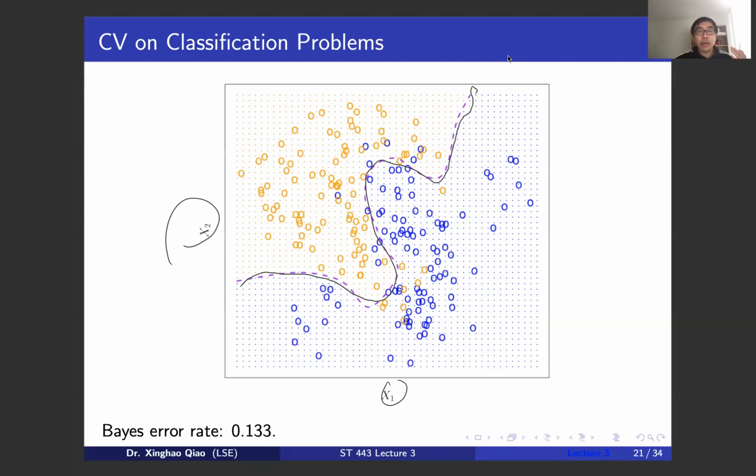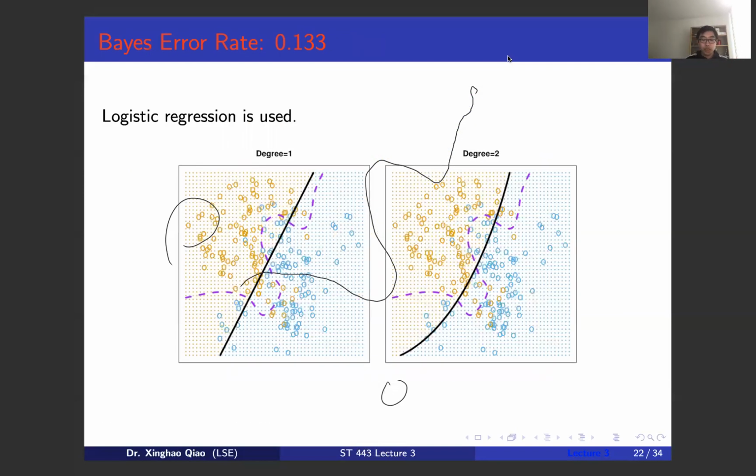We want to apply cross validation to select the optimal polynomial order included in the logistic regression. Remember, logistic regression can be used for the two-class classification problem, and we can have only the linear term. But to characterize a nonlinear pattern or nonlinear decision boundary, we may include higher polynomial degrees in the logistic regression. Then we can apply the cross validation procedure to select the optimal degree of the polynomial.